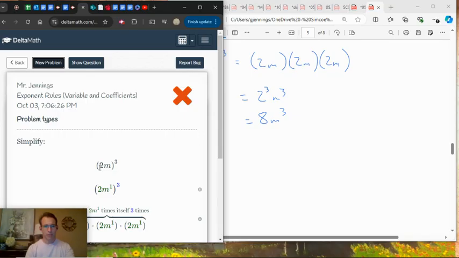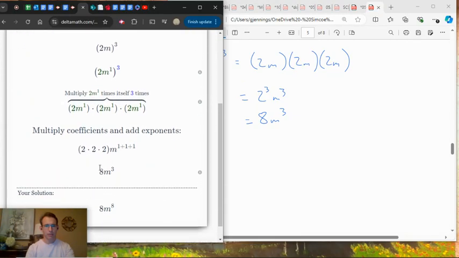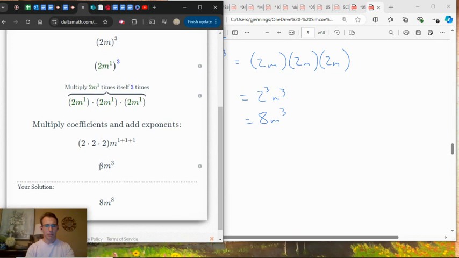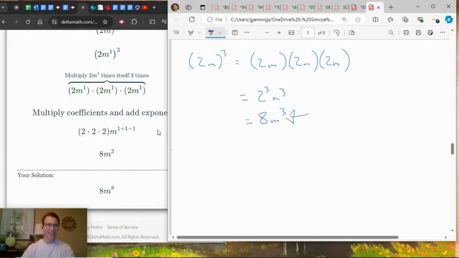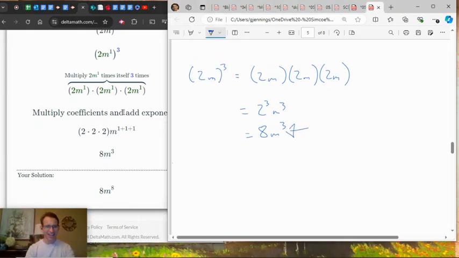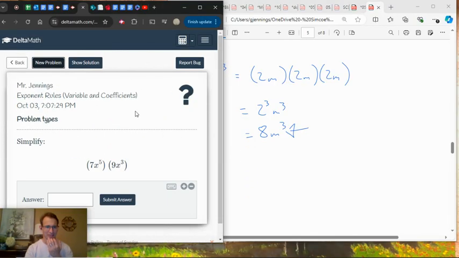What? Did I write 8m to the 8? Why did I do that? Anyway, so you get to do all kinds of stuff like that and perplex yourself. Why did I type 8m to the 8 when I knew perfectly well it was 8m to the 3?